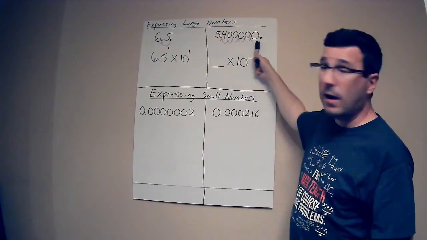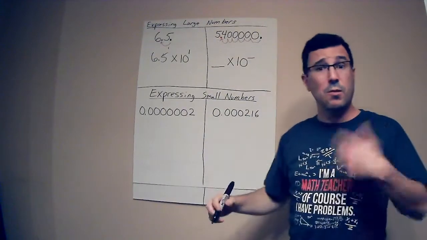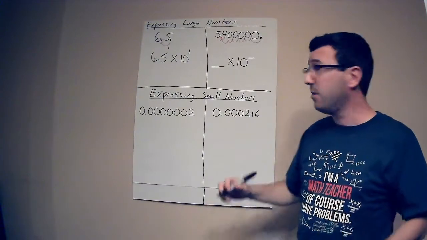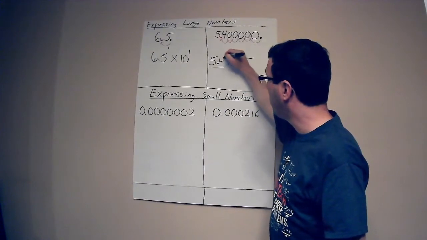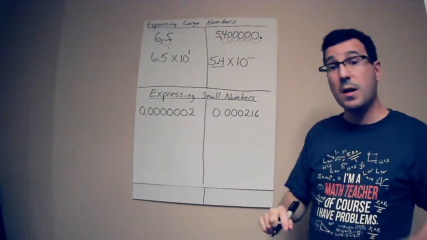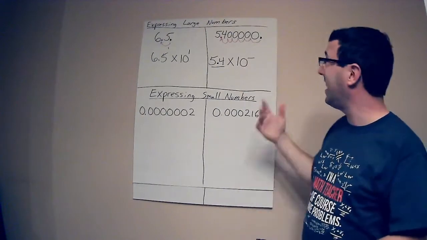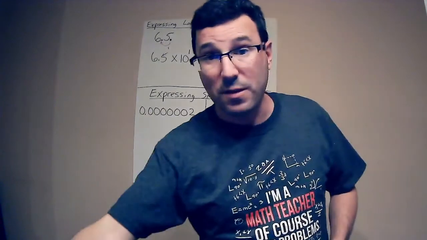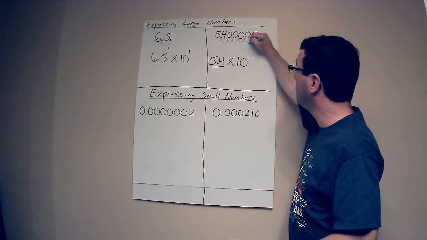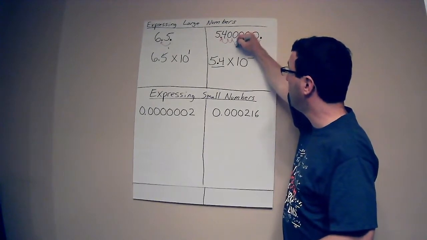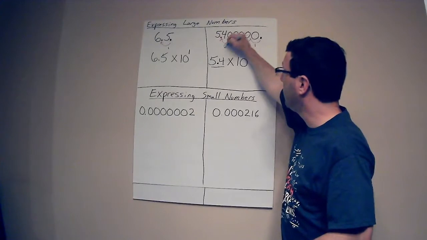I don't need to write all these zeros. The zeros aren't going to affect my answer, so I can just write 5.4. Now what I need is I need to know, well, how many times did I move that decimal? So I look, I got move it once, twice, 3, 4, 5, 6 times.